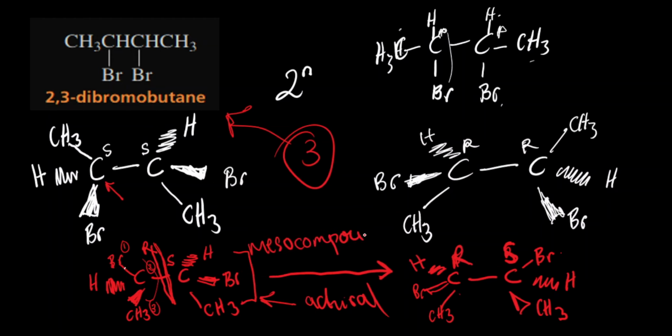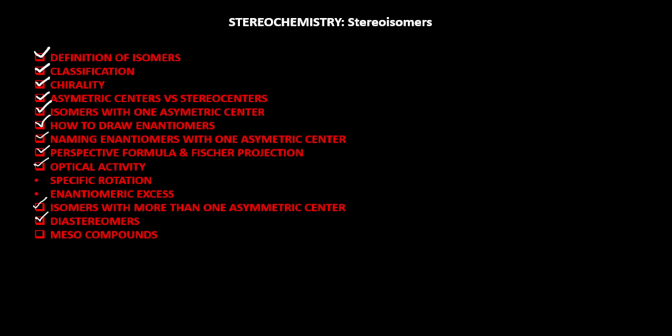A meso compound. Okay, so the left is identical to the right and the right is identical to the left. There is a line of symmetry, although we have asymmetric centers. It's a meso compound, and it doesn't exhibit optical activity, so it's good for us to take note of that. All right, so we've been able to consider all of this in this video.